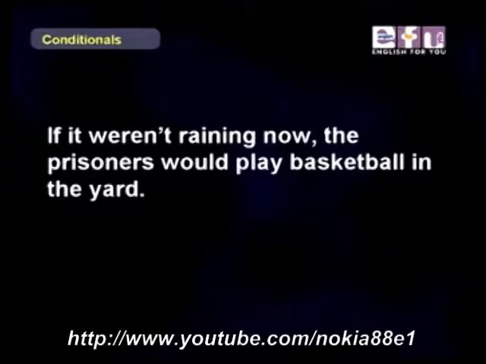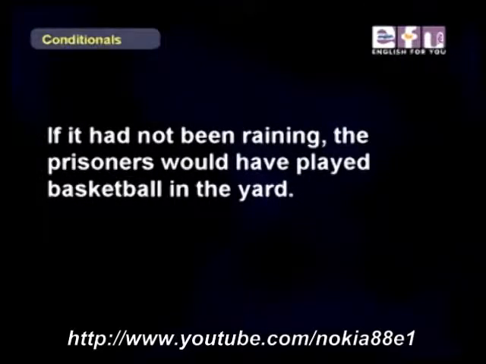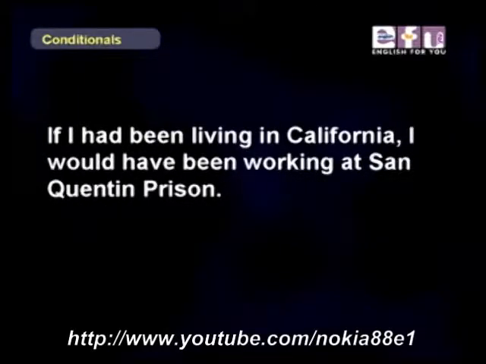Okay, so now let's look at the use of progressive verb forms in conditional sentences. Please take a look at these sentences. If it weren't raining now, the prisoners would play basketball in the yard. If I weren't living in New York, I would visit my brother in San Quentin prison. If it had not been raining, the prisoners would have played basketball in the yard. If I had been living in California, I would have been working at San Quentin prison. Well, in conditional sentences, progressive verb forms are used in progressive situations.